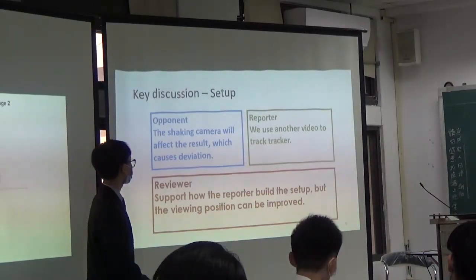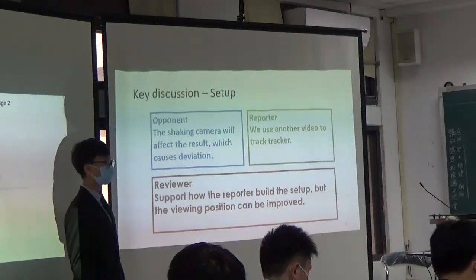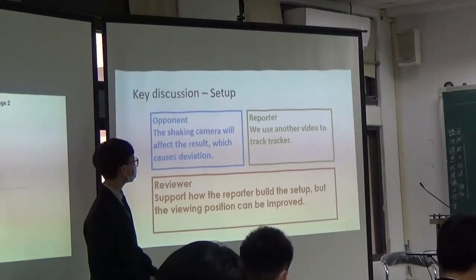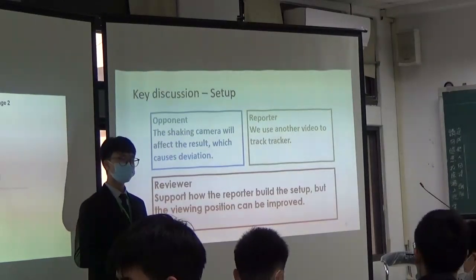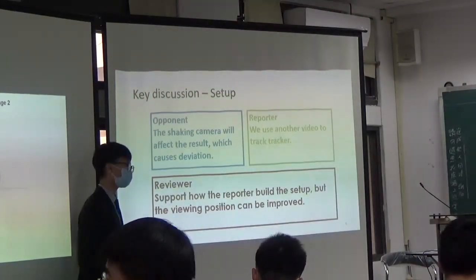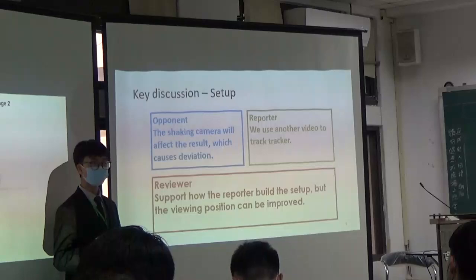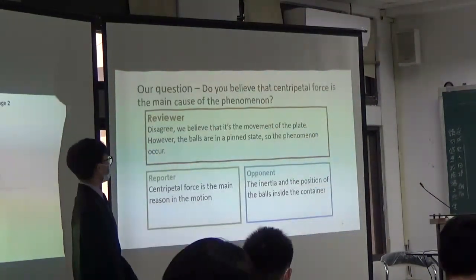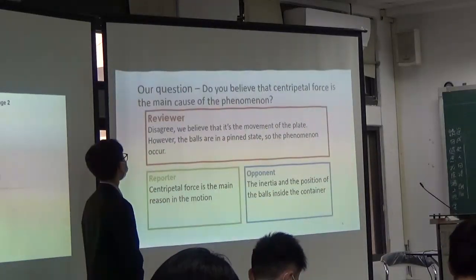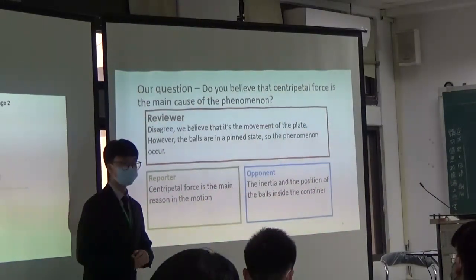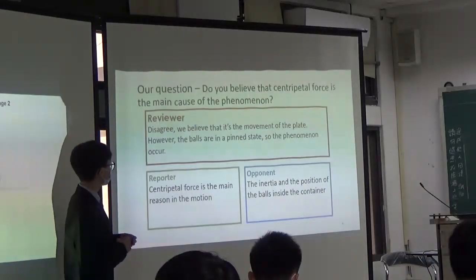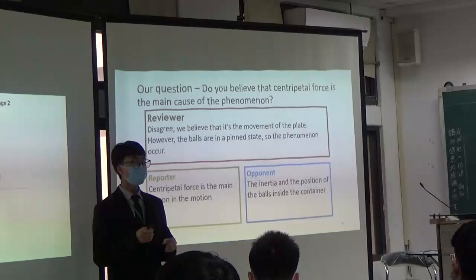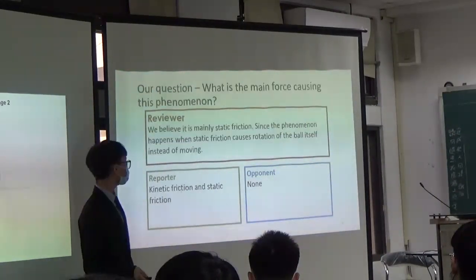And for the discussion about the setup, the opponent believes that the shaking camera will cause some deviation, and the reporters use Tracker to track the position in other videos, but the reviewers suspect that the camera position will change. And for our question, we do not believe that centripetal force is the main cause of the phenomenon. We believe that it doesn't affect that much. The main reason is the static friction that causes the ball itself to rotate.